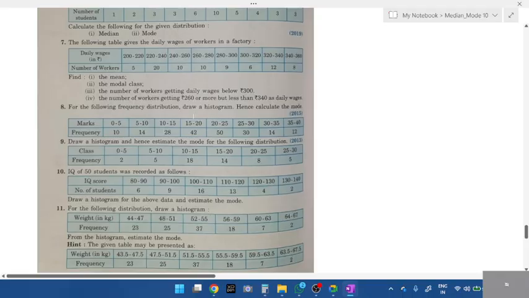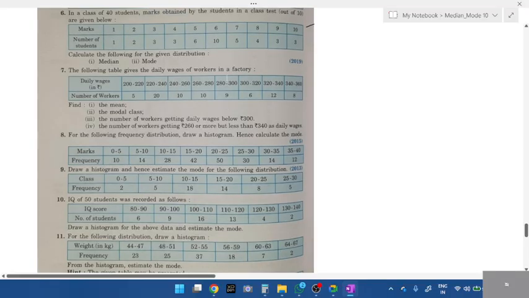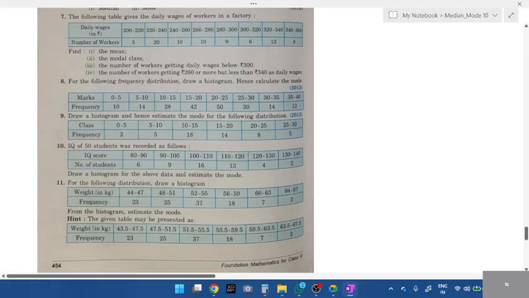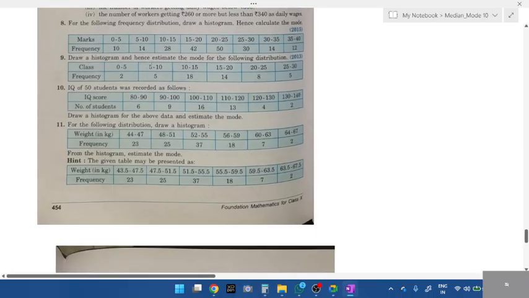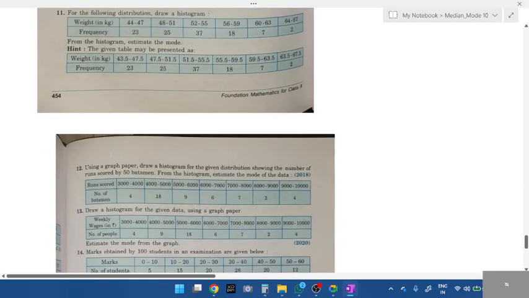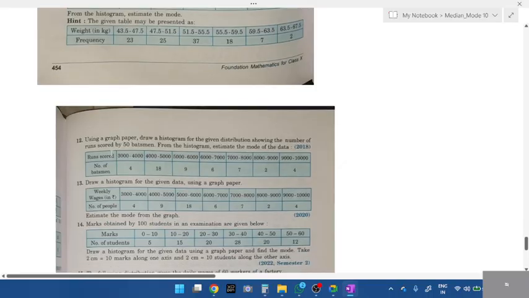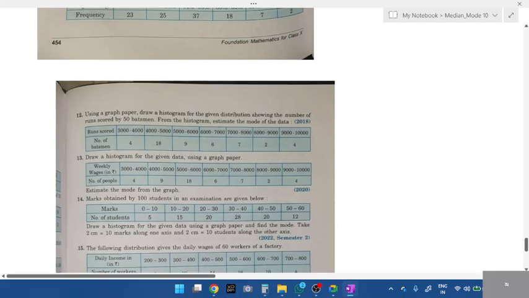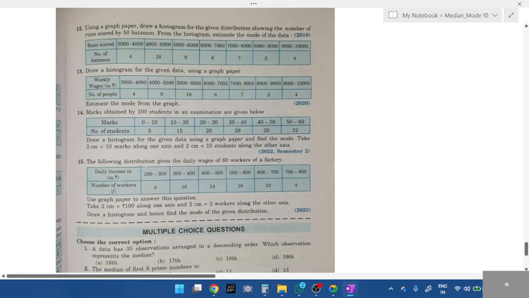For the following, the seventh one I'll teach you all. Find mean and modal class. Okay, modal is the mode, the number of which one is present. The number of workers getting wages. Okay, seventh one we will do. Next, we have to start drawing the histogram now. Can you see the eighth question, ninth question, 10th one? What do we need to draw? Ogive graph or histogram? 11th one? 11th one is also histogram. Okay, 12th one? Again histogram, right? 12, 13, 14, 15. What about 15?